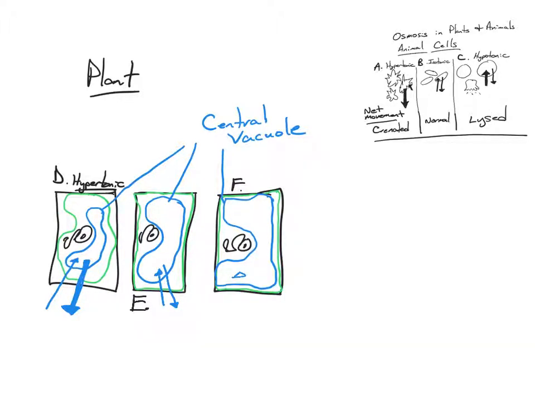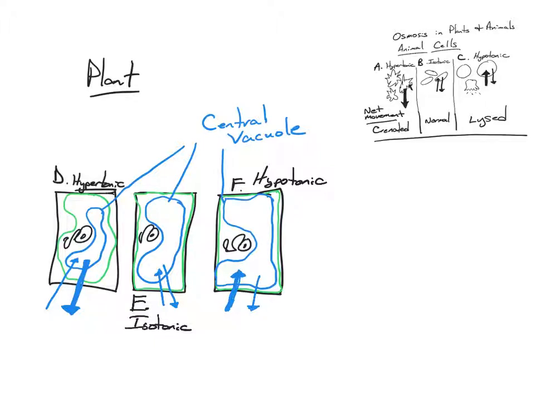And in this one, the net movement, the bigger arrow, the majority of the movement of water is into the cell. Does everybody agree with that? All right. So net movement's in. Of course, that's F. So again, the middle one, E, is called what? Isotonic. And F is hypotonic. Very good. It sounds like you guys studied well. So everybody's okay with that?